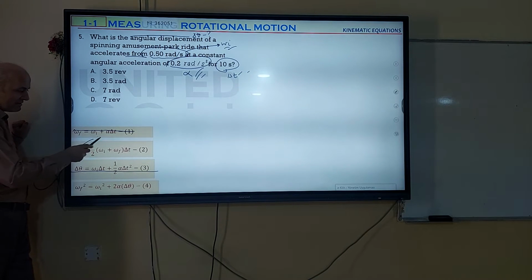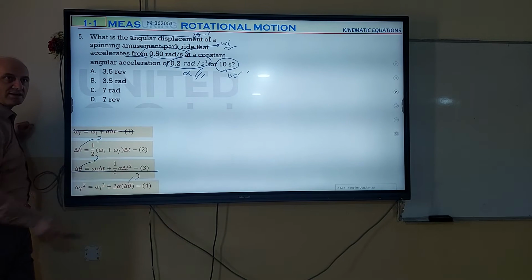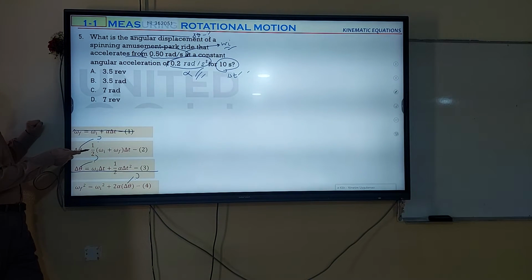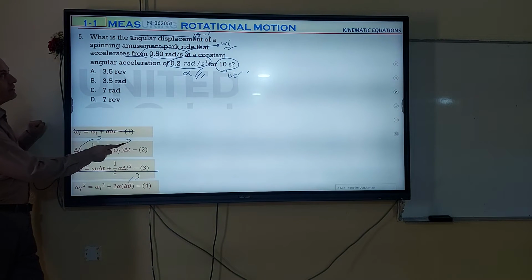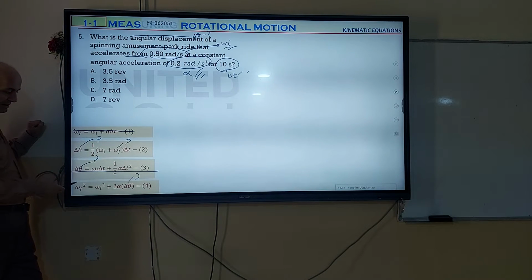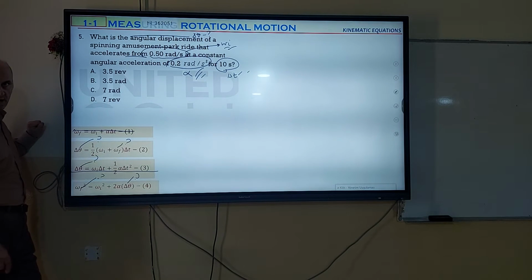Here we have delta theta, here we have delta theta, here we have delta theta, but the rest of them should be known. In the first equation we also have omega final. Initial is known, but final is unknown, so not possible. Here, again, omega final is also unknown, not possible.